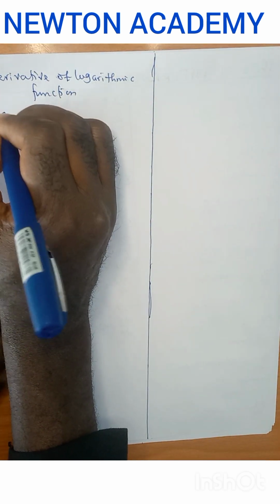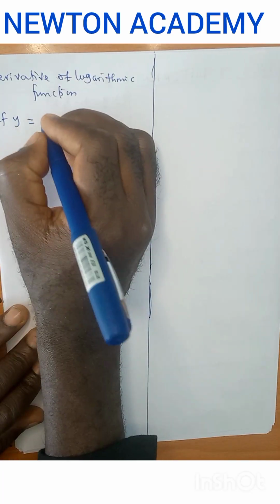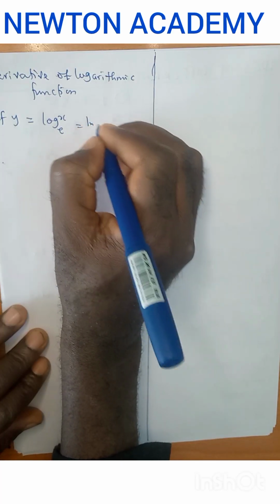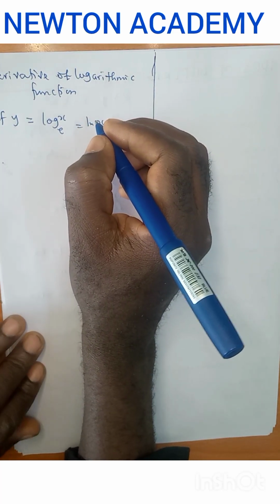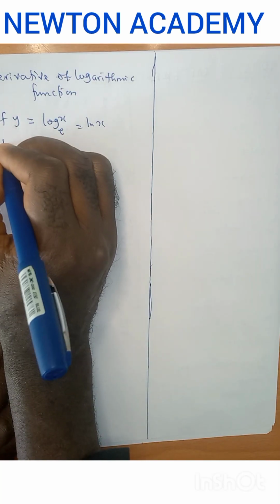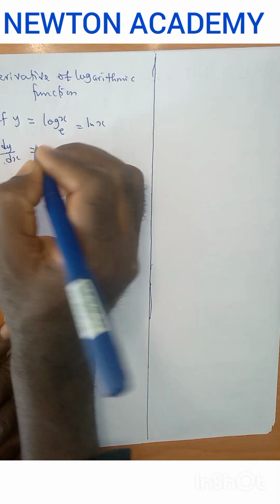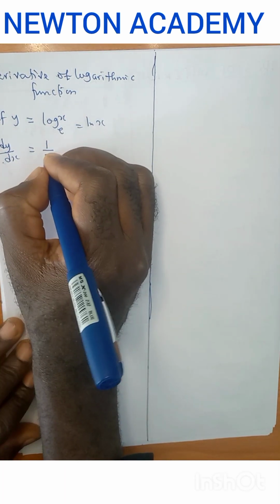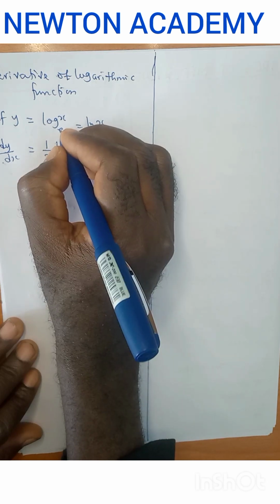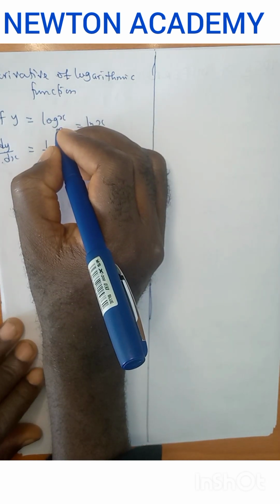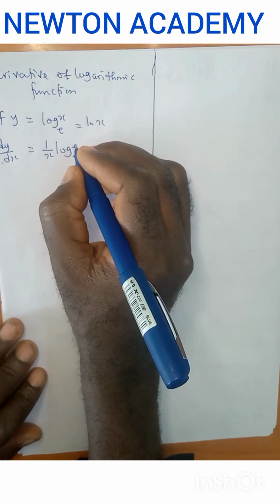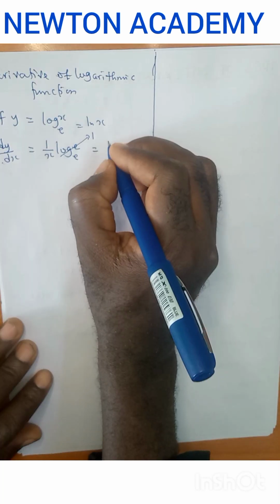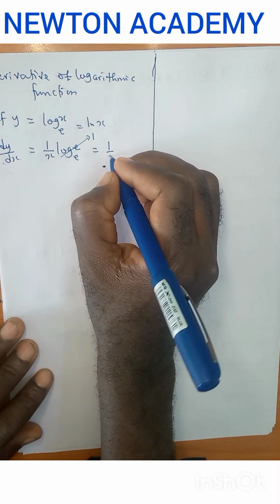Suppose you are given y is equal to the natural log of x, that is log x base e, which is written as ln x. How do you differentiate it? What you do here is find dy/dx. You differentiate x, which gives 1, then over the function itself, which is x. Then the log base e goes up and is replaced by base e, and we know that any log on its base is equal to 1. That means the derivative of ln x is equal to 1 over x.